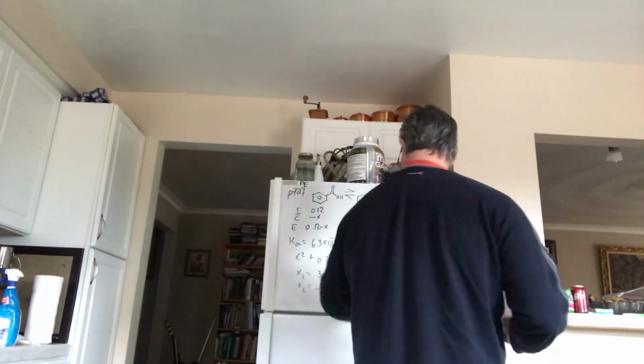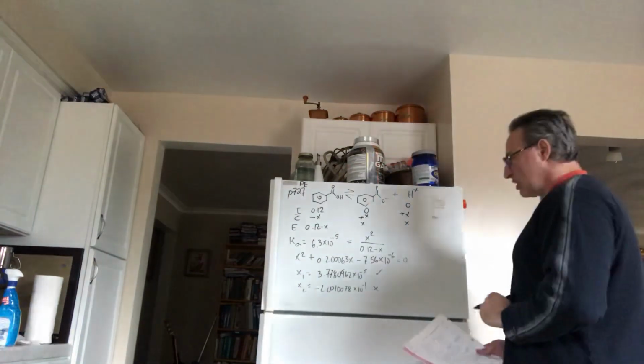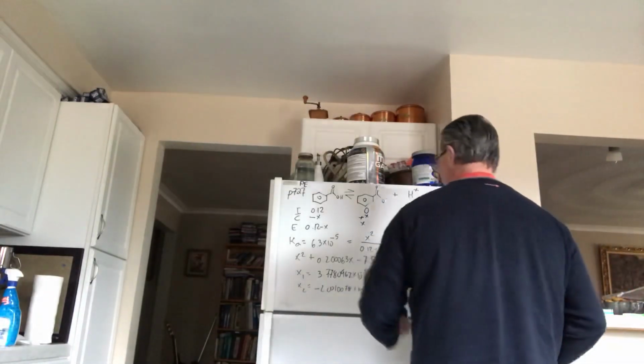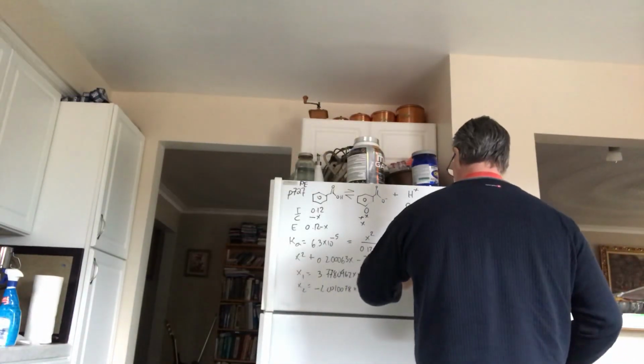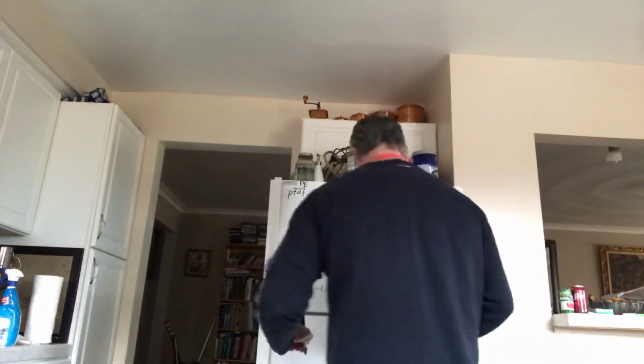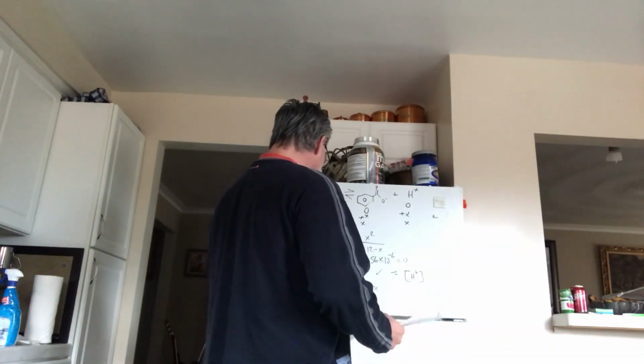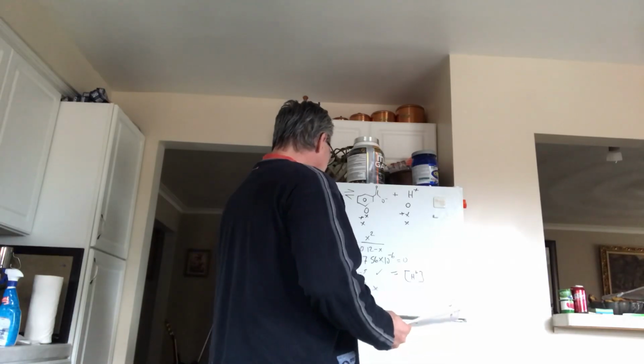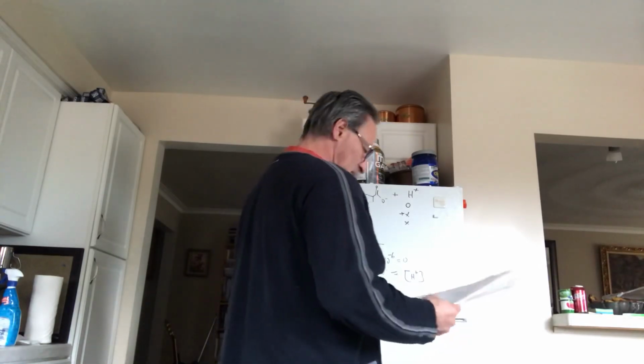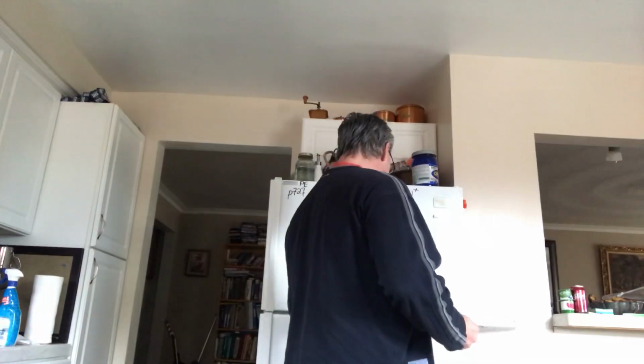You're going to discard the negative result. This is the one that you want to use. That's equal to your value of X, which is equal also to the concentration of H+, from which you can calculate the pH. pH equals negative log of the H+ concentration, and after sig figs, what you get is 4.42.